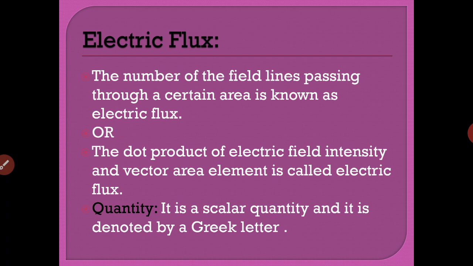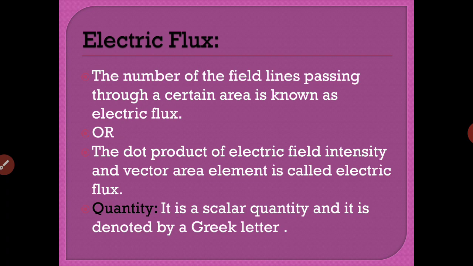The number of field lines passing through a certain area is known as electric flux. It means the electric field lines, which we have already discussed in our previous topic. When those field lines pass through a certain area, any area that we place in front of the field lines, the number of field lines is the flux. For example, if two lines are passing through the area, we will say the flux is 2. If 3 are passing, 4, 5, like this.